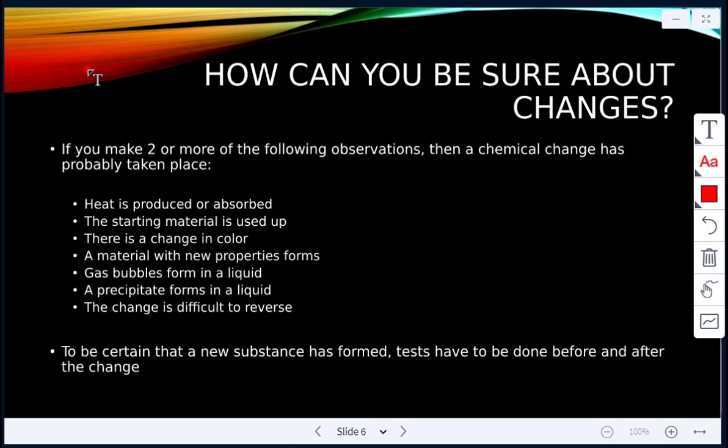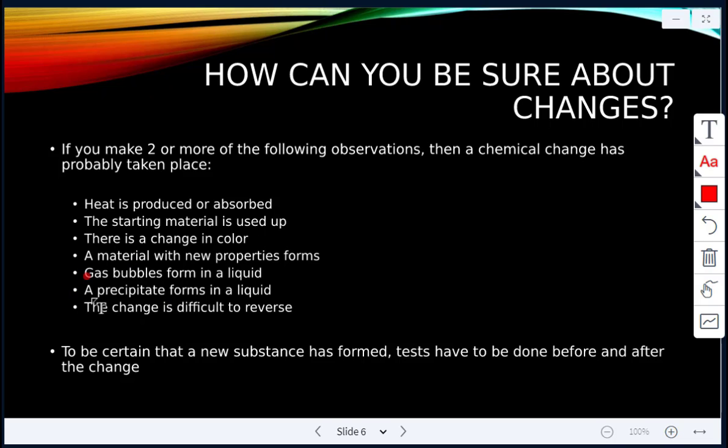So how can you be sure about changes? Usually if you can make 2 or more of the following observations, then you know a chemical change has probably taken place. For example, heat is being produced or absorbed, the starting material gets used up, there's a change in color, a material that has new properties is formed, gas bubbles form in a liquid, a precipitate forms in a liquid. The change is difficult to reverse.